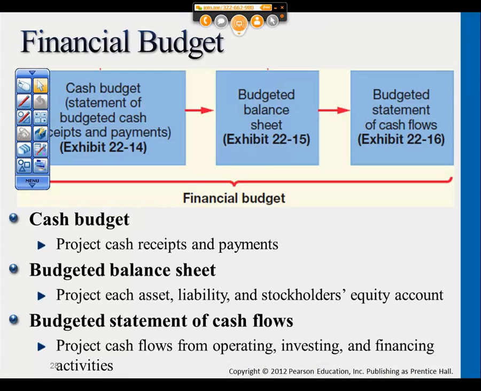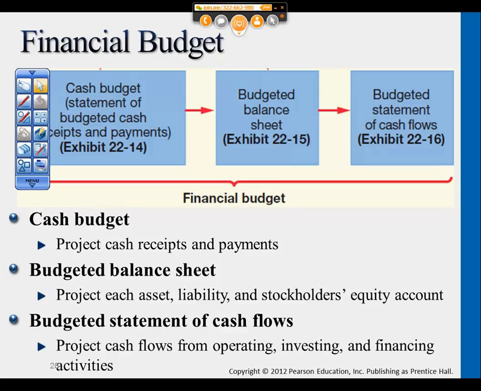All right. So the financial budget is where we're starting. And the part of that table that I showed you in the very beginning, what is the master budget and what are the components of it, was the financial budget, right? I hope you remember that. It was on the bottom, right? The financial budget. All right. So the parts that it consists of are the cash budget, or statement of budgeted cash receipts and payments, then budgeted balance sheet and budgeted statements of cash flows.